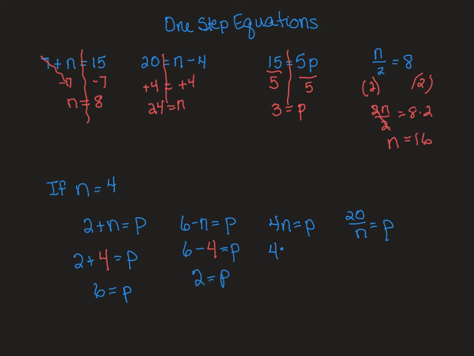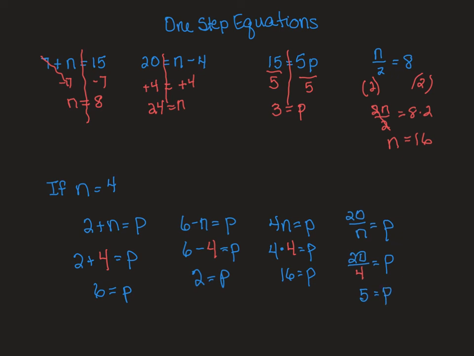Okay, the next one is 4n, and remember, a number next to a letter is times, so it's 4 times, and n is 4, so I'm putting in that 4, okay, equals p. And so we know that p is going to equal 16. In this one, it says 20 divided by n, okay, which is 4, okay, equals p. So we're going to know 5 equals p.